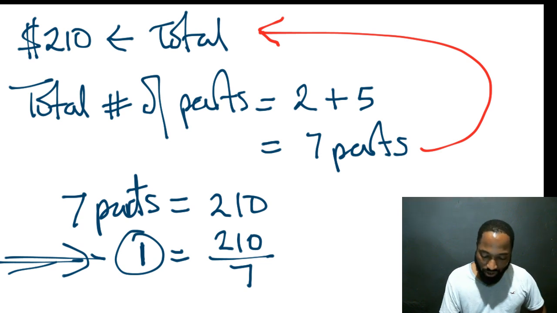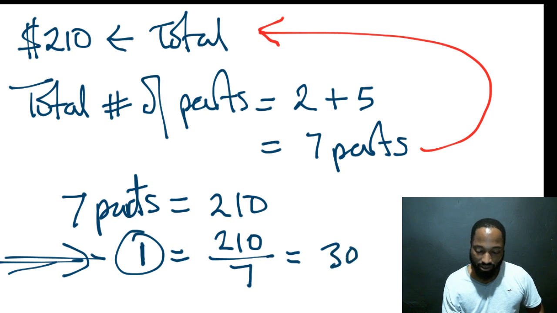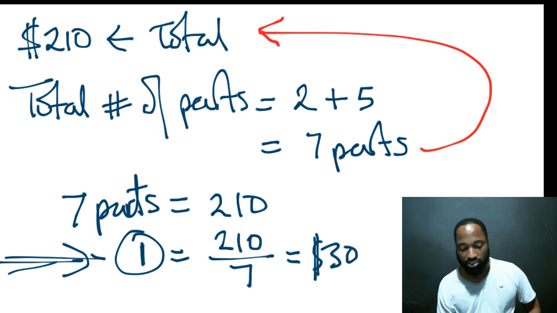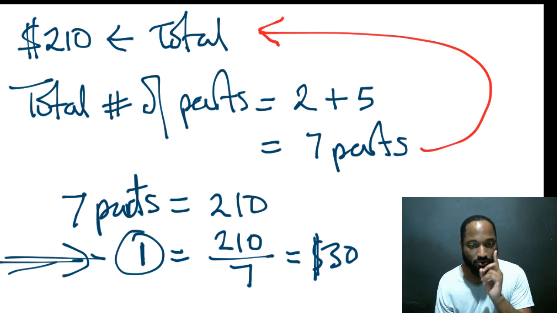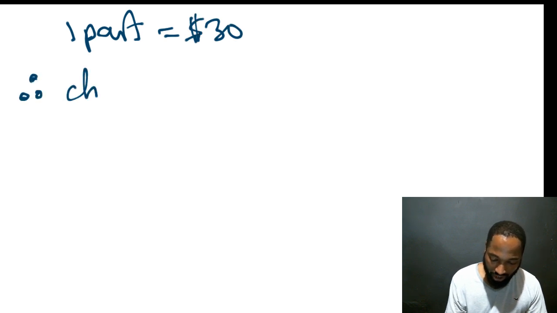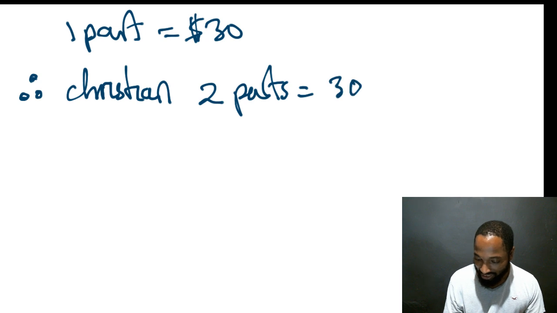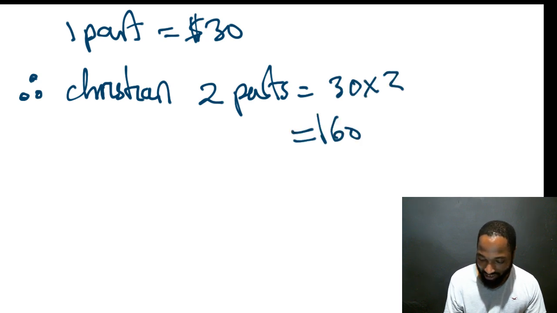Well, why is this finding for 1 so important? Because it cracks the code. So 1 here actually represents 30. When you put that in your calculator, you'll see 7 into 210 is 30. So if 1 part is $30, then Christian, who has 2 parts, would get 30 times 2, $60.